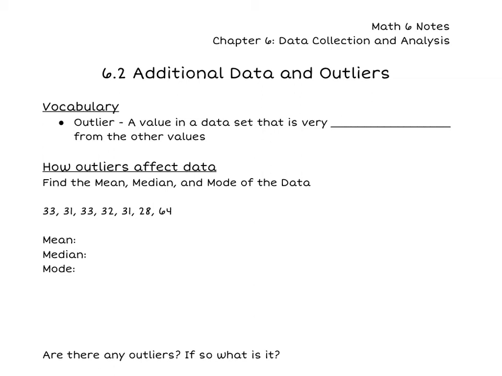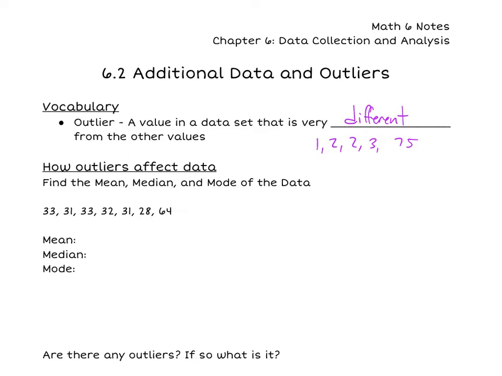So first off, an outlier is a value in a data set. Anytime it says data set, that just means a list of numbers. An outlier is very different from the other values. Okay? So, for example, if you had a list of numbers, the numbers 1, 2, 2, 3, and 75, 75 would be an outlier.